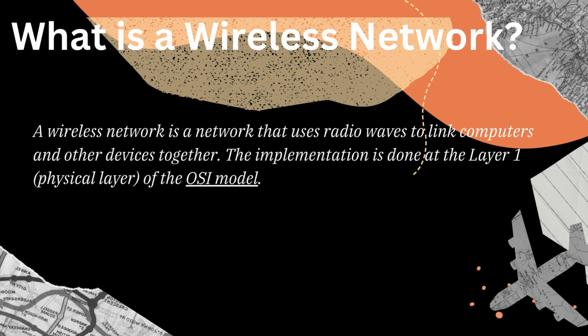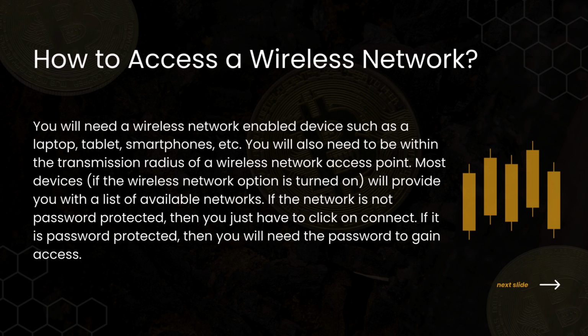What is a wireless network? A wireless network is a network that uses radio waves to link computers and other devices together. The implementation is done at the first layer, known as the physical layer of the OSI network model. Basically, the OSI model has seven layers.